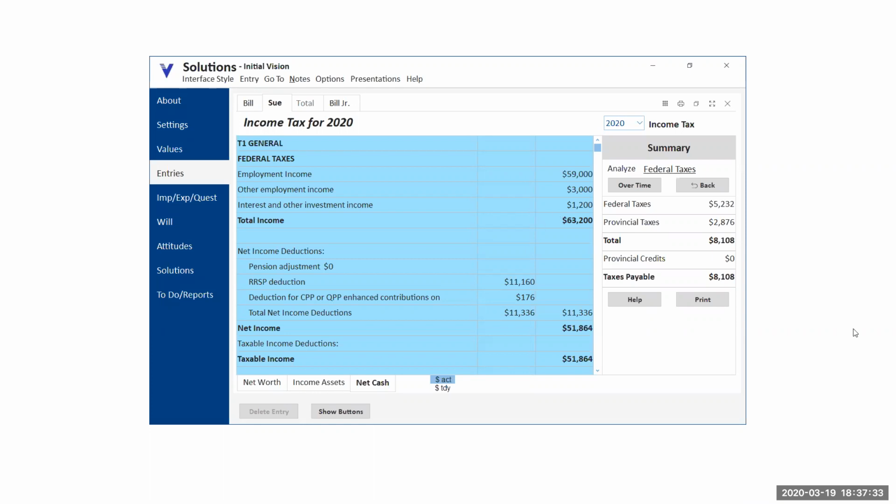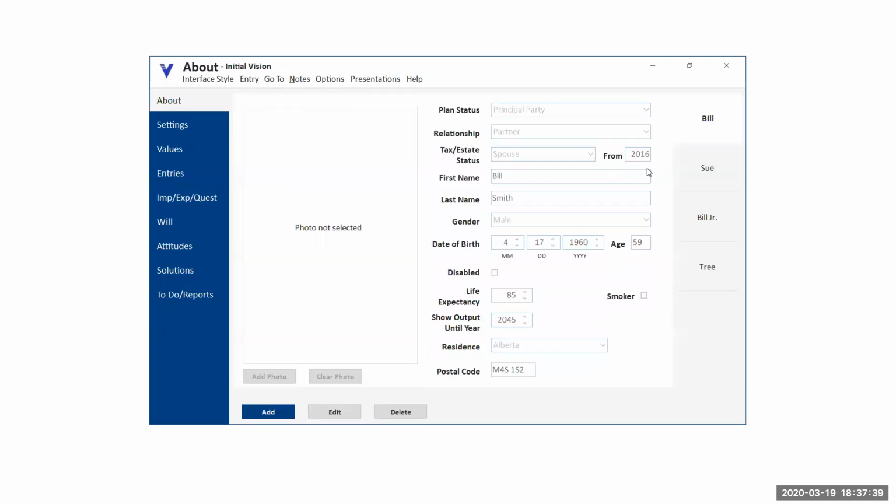The other thing I wanted to do today was look at the revisions to estate administration taxes. So if we go back to the About page, you'll see that Bill and Sue are both residents of Alberta. And in this particular plan, Bill has a cottage. So let's assume again the divorce scenario where in his breakup with his former wife, she took the house, he took the cottage, so it's his asset.